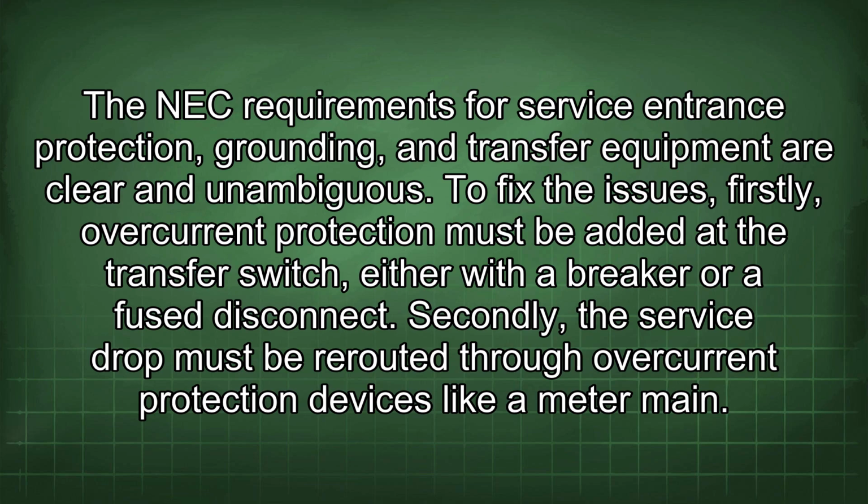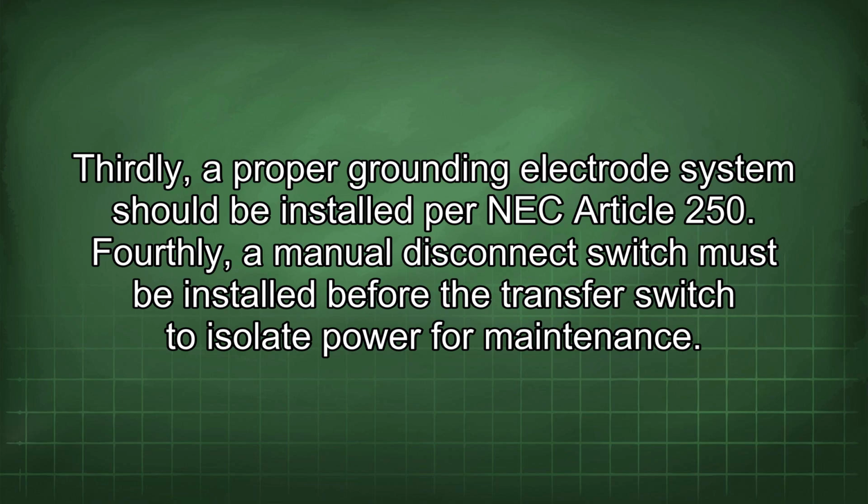To fix the issues, firstly, overcurrent protection must be added at the transfer switch, either with a breaker or a fuse disconnect. Secondly, the service drop must be rerouted through overcurrent protection devices like a meter main. Thirdly, a proper grounding electrode system should be installed per NEC Article 250. Fourthly, a manual disconnect switch must be installed before the transfer switch to isolate power for maintenance.